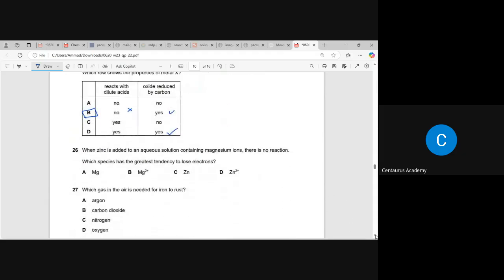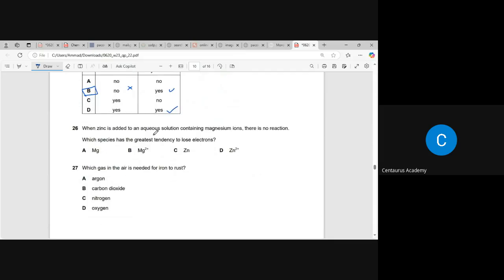The next question is, when zinc is added to an aqueous solution which contains magnesium ions, there is no reaction. Which species has the greatest tendency to lose electrons? The one which is more reactive is going to lose electrons. This has already lost electrons. This has already lost electrons. Okay. So magnesium is the one which has the greatest tendency to lose electrons. So A should be the right answer. Okay.